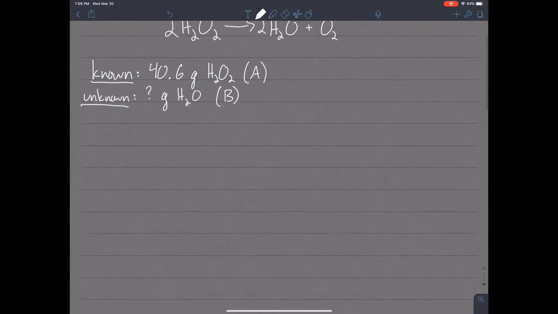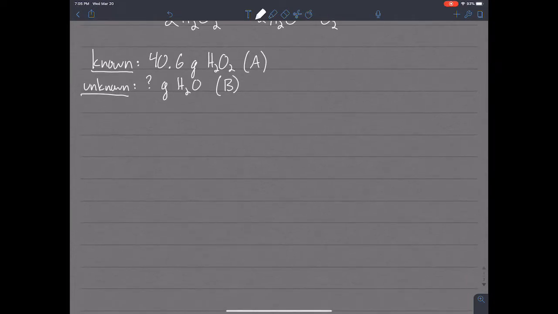Okay, so we're starting here. Our known is given to us in grams of A, right? And at the end of the day, we want to get into grams of B. But you can't just go directly between these two. You cannot go from grams of something to grams of another thing without multiple steps in between. So let's work backwards a little bit.